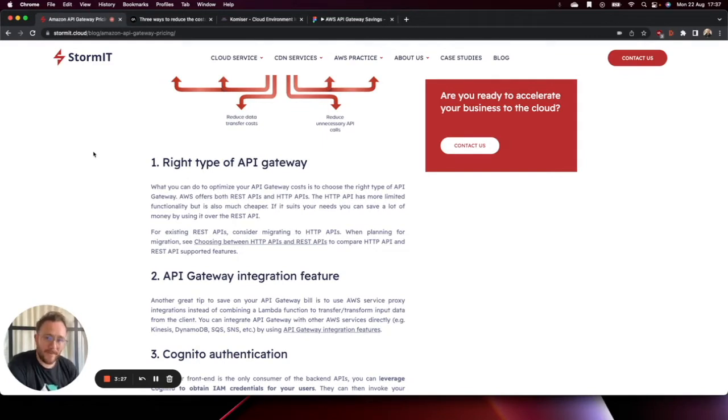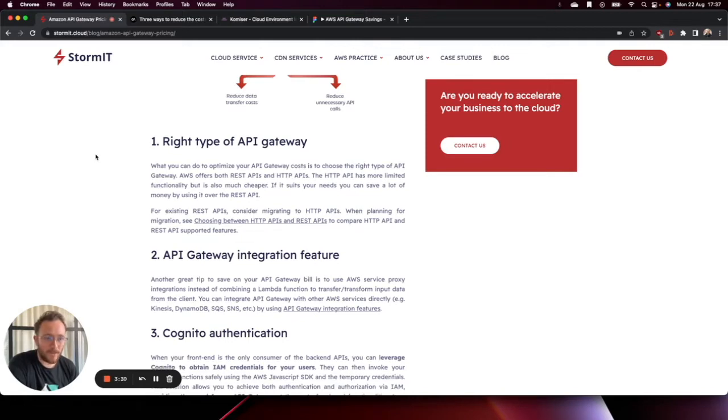Unless you have a very strong reason or you need to use some of the more advanced features that come with the REST API, my recommendation would always be to try to fit your application inside the HTTP API features, because it's close to 70% cheaper than the REST API.